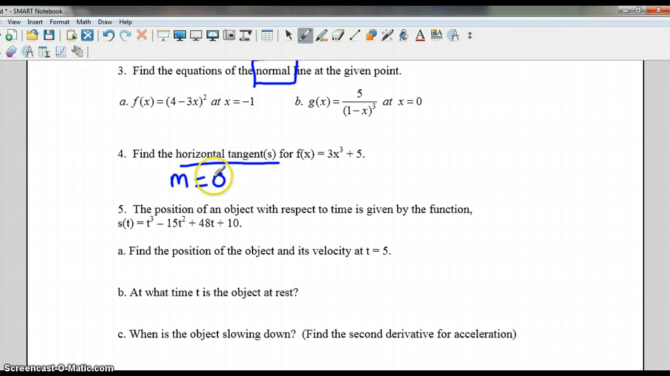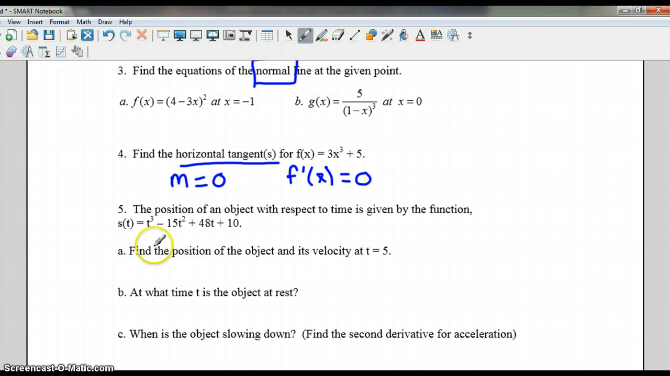Well, since we know the slope is 0, how does that bring us to calculus? Our derivative represents our slope of the tangent line, and therefore we would want our derivative to equal 0, which would allow you to find the point x where that actually happens, and then you can also write your equation. So there's your hint for number 4.